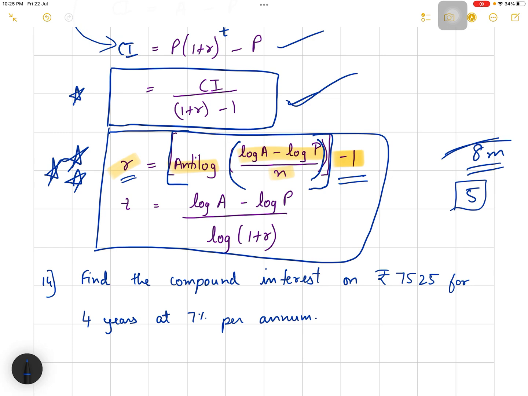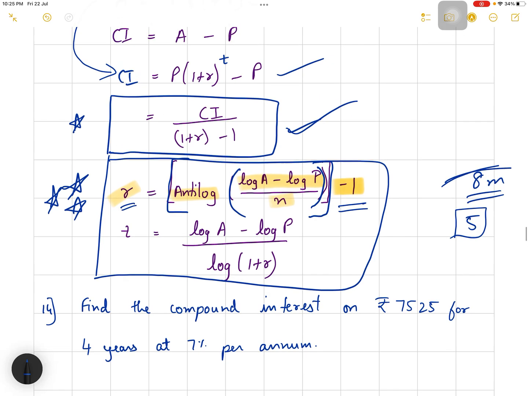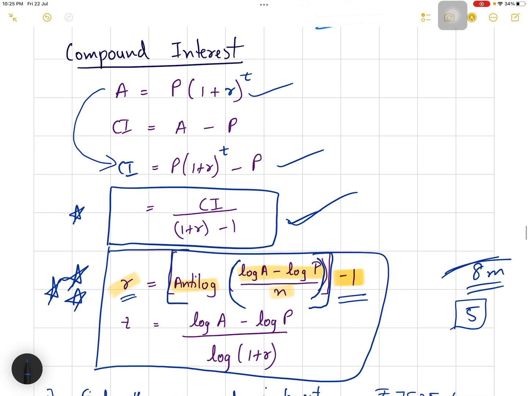Solve the problems so that you come to know if you are making mistakes or not. If you are making some mistake, you can do the correction. So solve the problems and practice. Don't keep on just reading the sums. These formulas are very important, so make sure you have learned these formulas by heart.